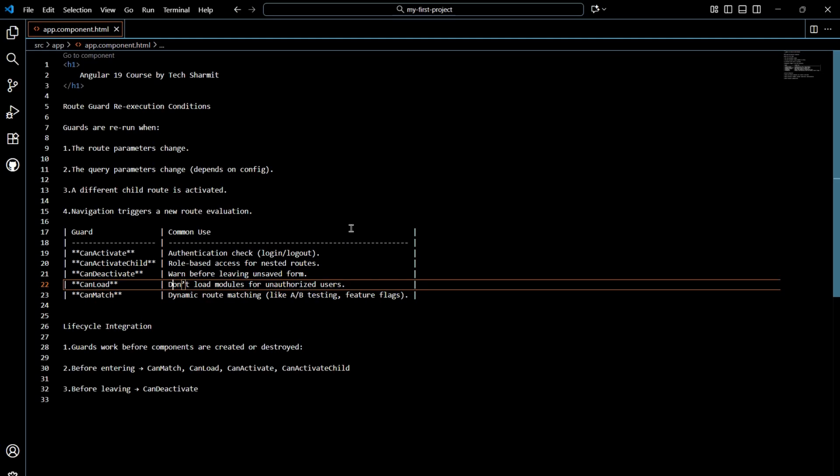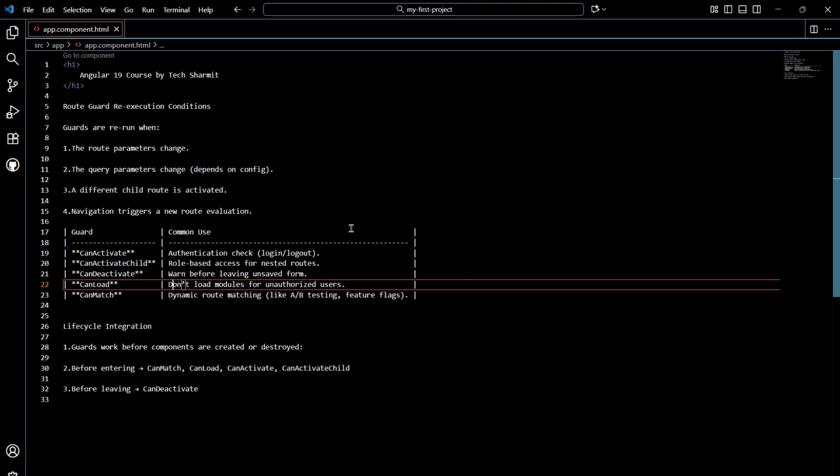So I think now if someone in an interview asks you about these situations, whether it's a re-execution condition or the common uses, you can simply answer that. Similarly, we have lifecycle integration. With this topic, we will conclude the entire theoretical part related to route guards, and from the next session we are going to start the practical part, where we will perform each and every example with proper conditions and everything. So this we will be discussing from the next session.